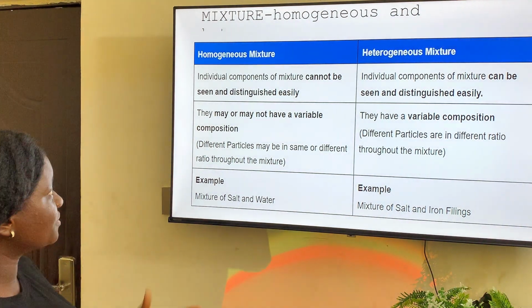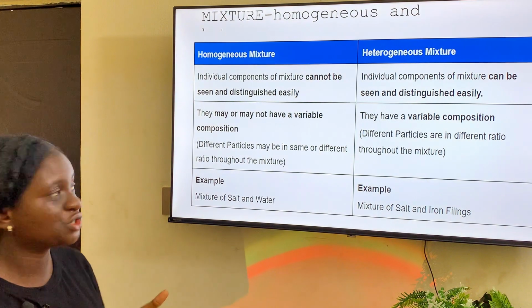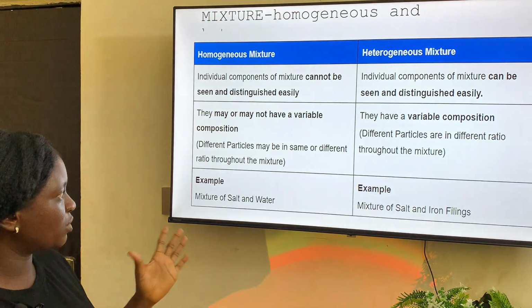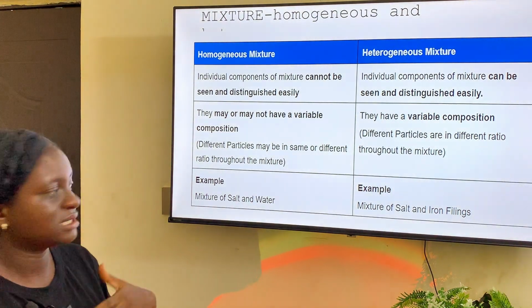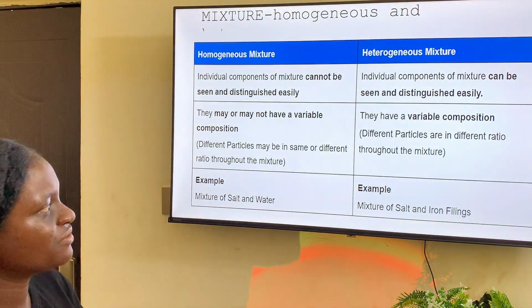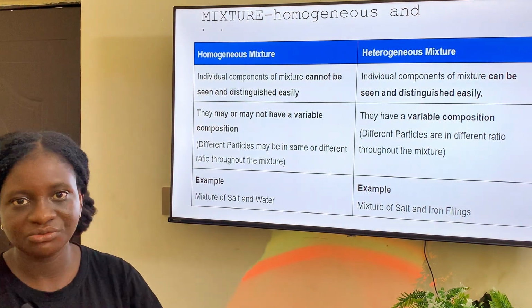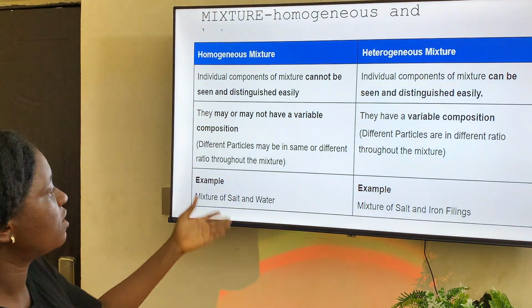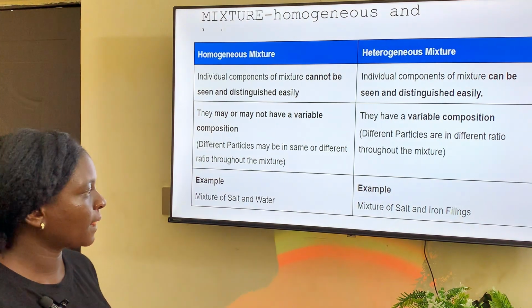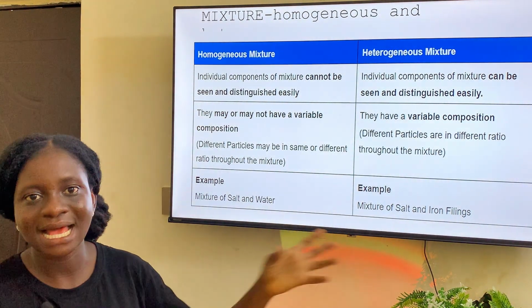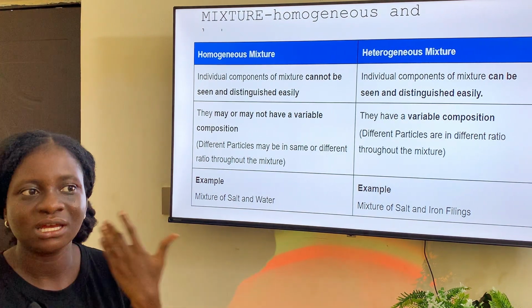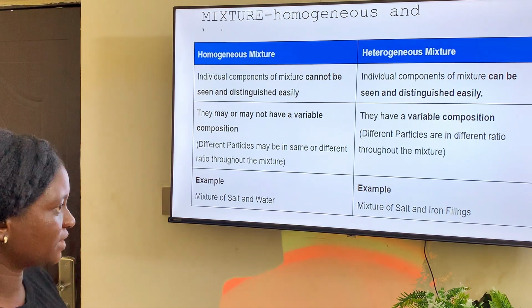Another difference between heterogeneous and homogeneous is that homogeneous mixtures may or may not have a variable composition. That means different particles may be in the same ratio throughout the mixture, but for heterogeneous, different particles are in different ratios. For example, for homogeneous, like I stated earlier, salt and water. For heterogeneous, the mixture of salt and iron fillings. Just imagine it. Those salt and iron fillings don't mix together, so you have two different pieces.